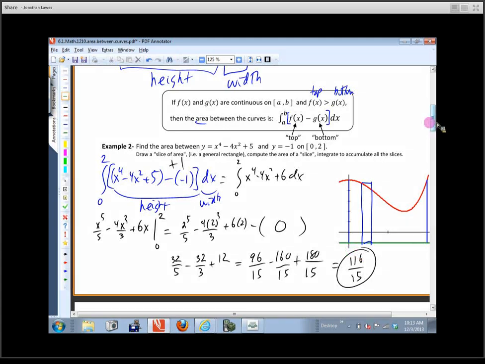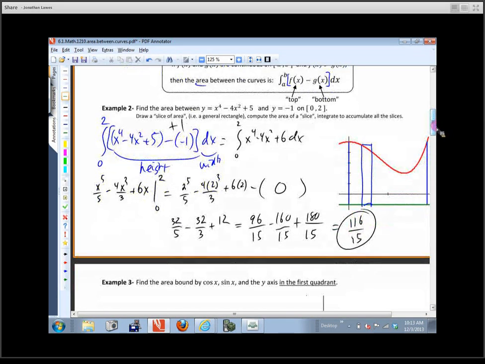Any questions? Top minus bottom guarantees us that we're going to have a positive height. Okay, and again, we're integrating in a positive direction, so we're going to have a positive width.